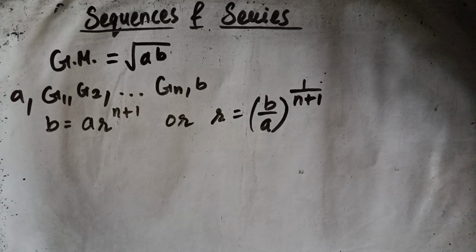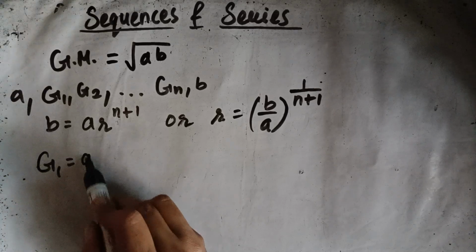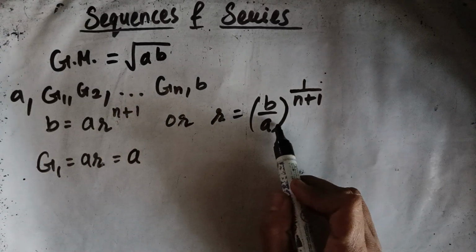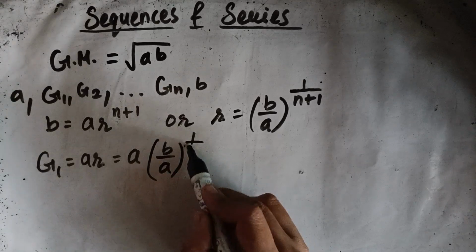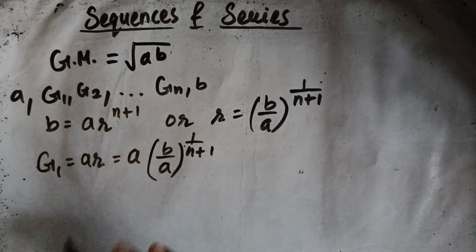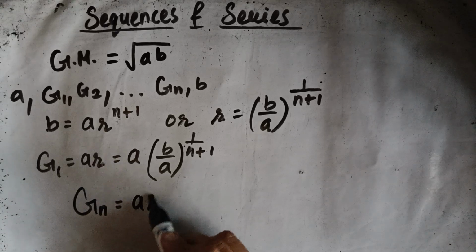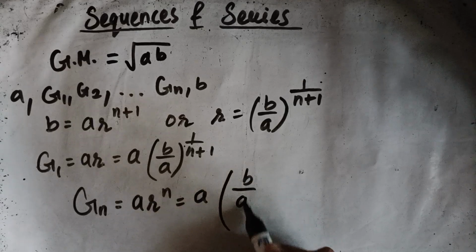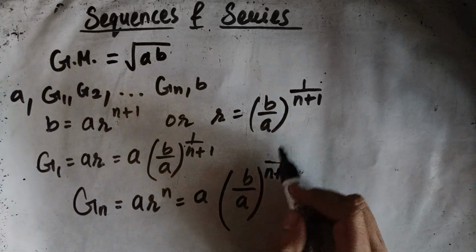So our first term, G1, is given by a r, that is a into r, where you substitute r as (b upon a) raised to 1 upon n plus 1, and so on. So our Gn will be what? a r raised to n, which is a (b by a) raised to n upon n plus 1. So here n will come.